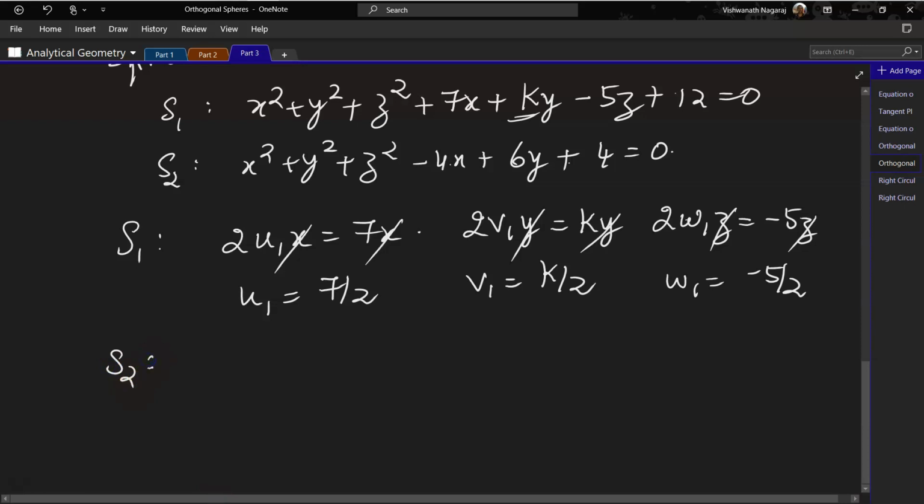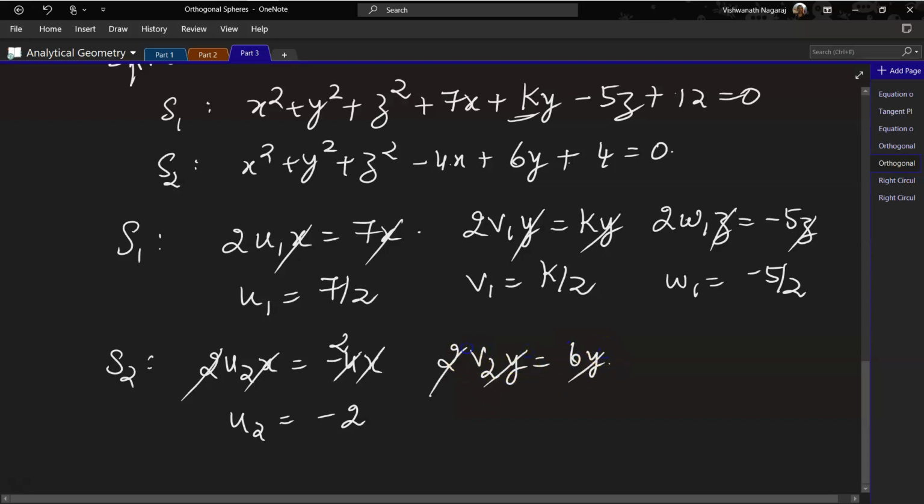Let's do it for the second sphere. So 2u2x is equal to minus 4x, x gone, 2 to 2. So u2 is equal to minus 2. 2v2y is equal to 6y. So v2 is equal to 3. And z is not there, which means 0. So w2 is equal to 0.